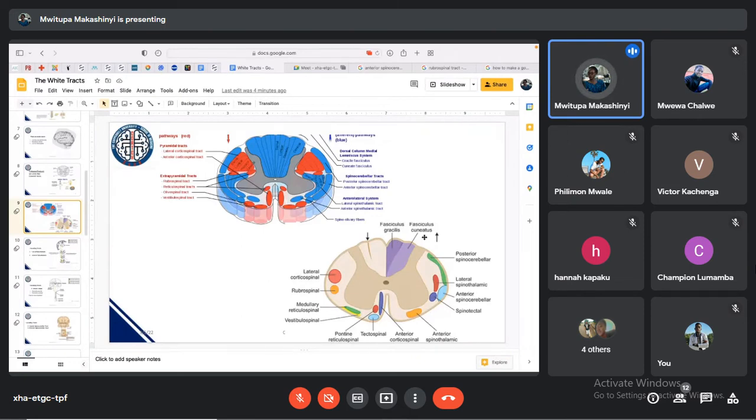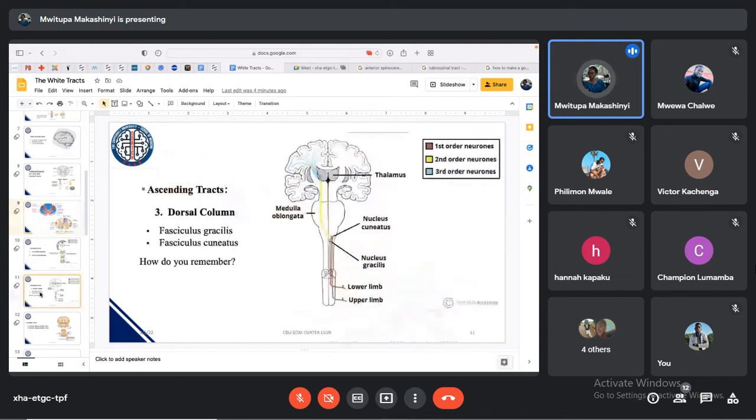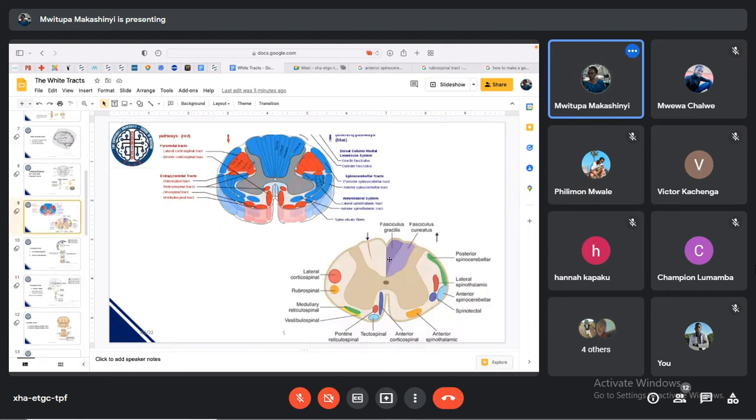Then we get to the dorsal column. So the dorsal column is made up of two. I'll go back to this diagram so that you can see what it looks like in the spinal cord. So there's the fasciculus gracilis and the fasciculus cuneatus. Now there's two ways that I like to go about remembering this. One way is that when you do lower limb, you'll remember that in the lower limb, there's a muscle called the gracilis muscle. So the way I used to remember that the gracilis was for the lower limbs is that there's a gracilis muscle, so fasciculus gracilis for the lower limb.